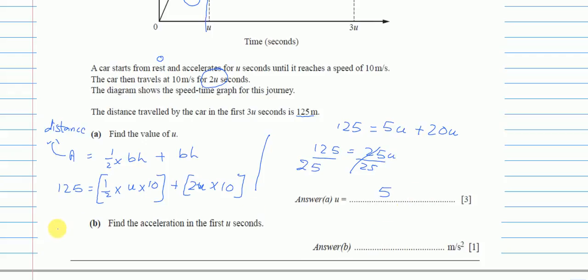Part B, find the acceleration in the first u seconds, and for that you should know the formula, which is change in speed divided by time, which is the final speed minus the initial speed divided by the time it took. So the final speed it reached was 10. It started from rest, which was 0. The time it took was u, but we already found u.